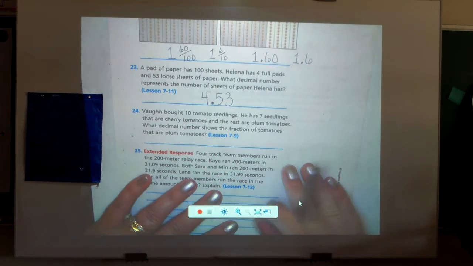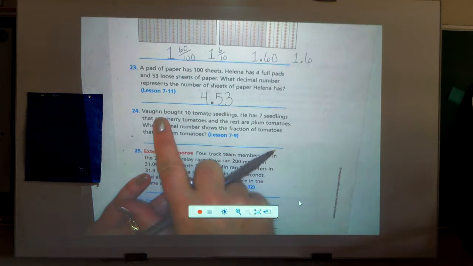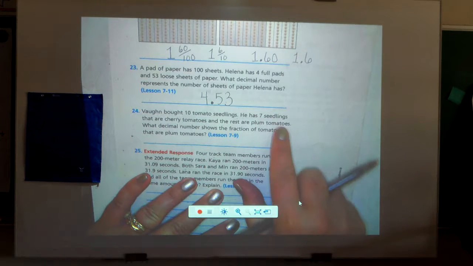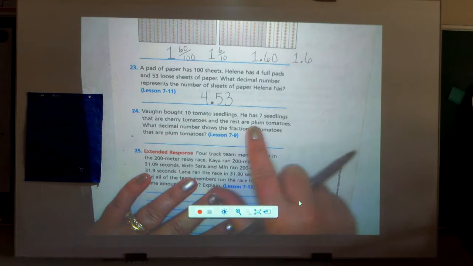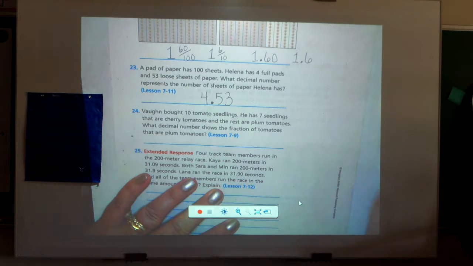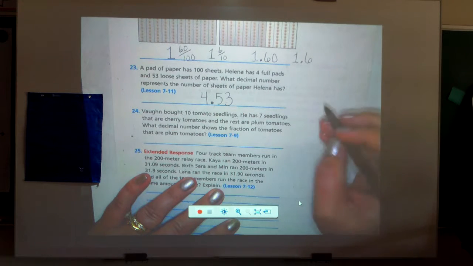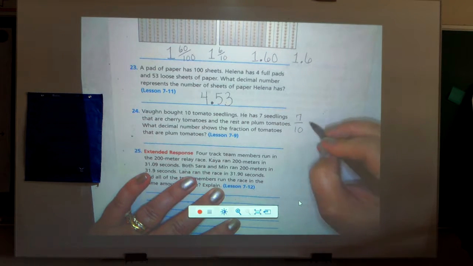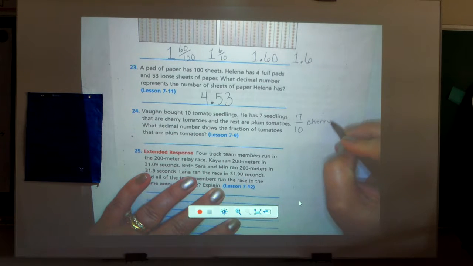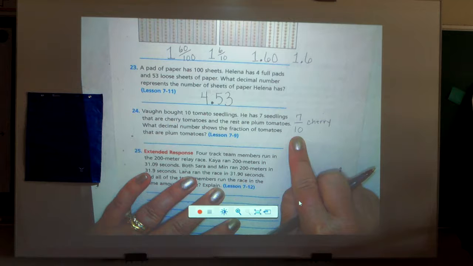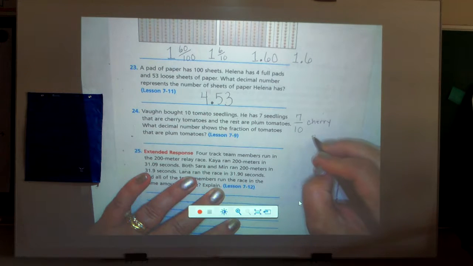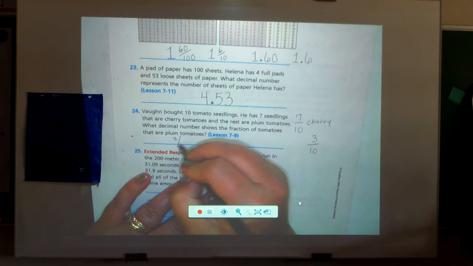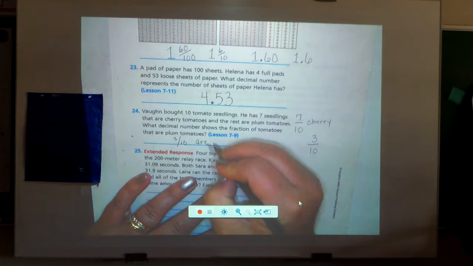Number 24 talks about tomato seedlings. Vaughn bought 10. 7 are cherry tomatoes and the rest are plum tomatoes. What decimal number shows the fraction of tomatoes that are plum tomatoes? Well, we know that 7 out of 10 are cherry. And to get to the full amount, it would be 3 out of 10. So 3/10 are plum tomatoes.